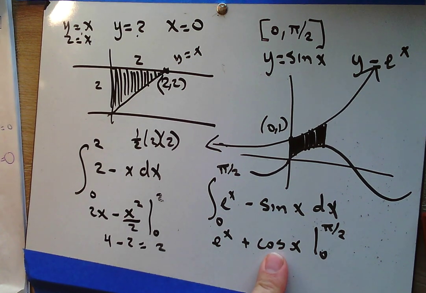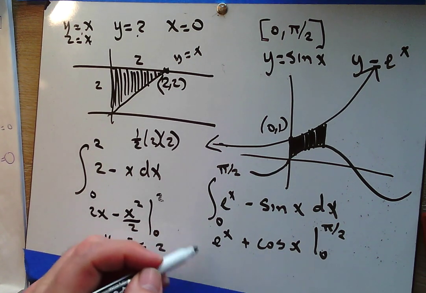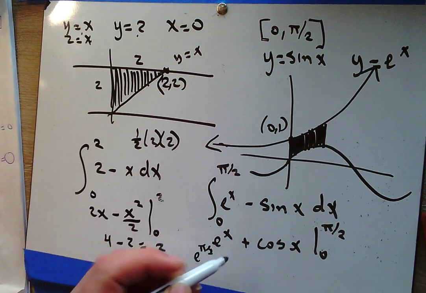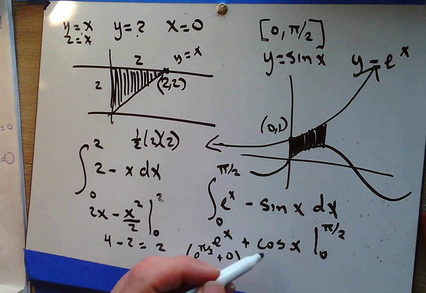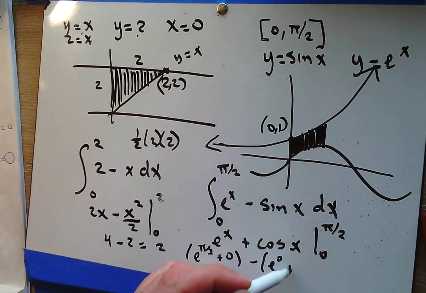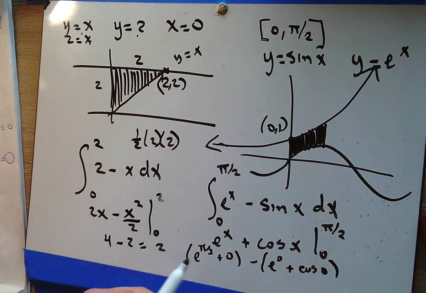They forget to plug the 0 into cosine, and oh, they forgot to get that 1, because cosine of 0 is 1. So I get e to the pi over 2 plus cosine of pi over 2 is 0 minus e to the 0 plus cosine of 0. Well, that's pi over 2 minus e to the 0 is 1, cosine of 0 is 1, so I get pi over 2 minus 2.